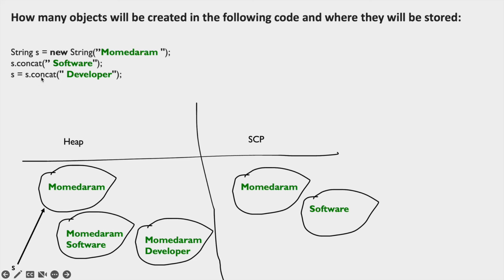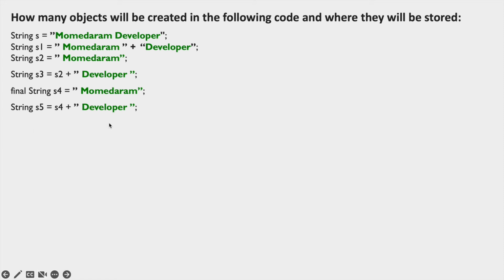Now in this statement we are referring to this object with s. As soon as the control comes here, when the object is created in the heap memory, s will no longer point to Momedaram and it will start pointing to this Momedaram developer object. So in this case, the Momedaram object and the Momedaram software object will be eligible for garbage collection. To understand better, now we will see some other examples.